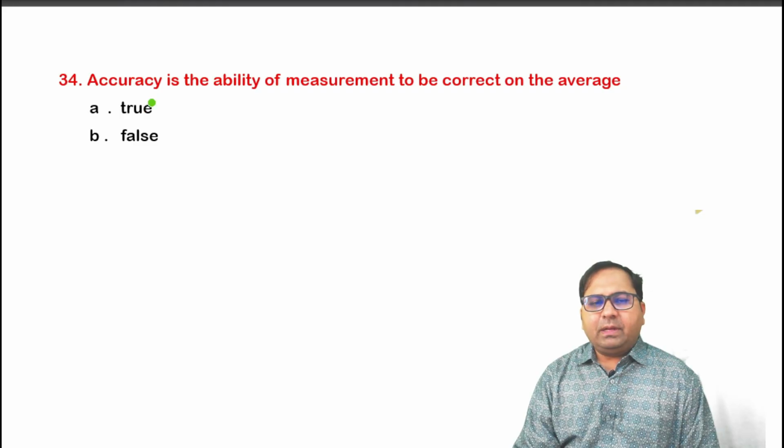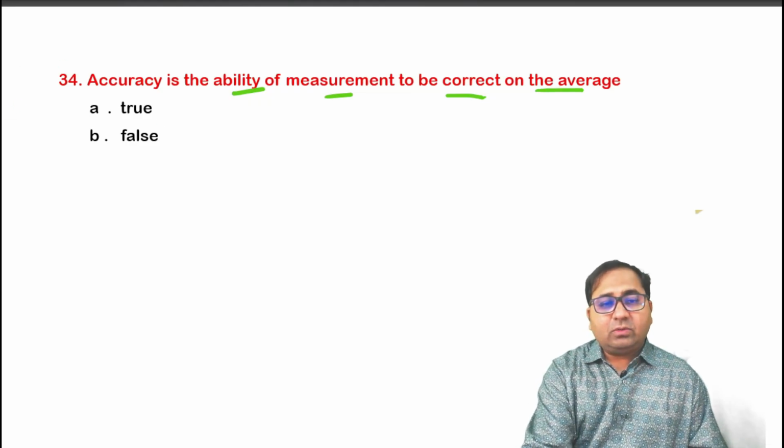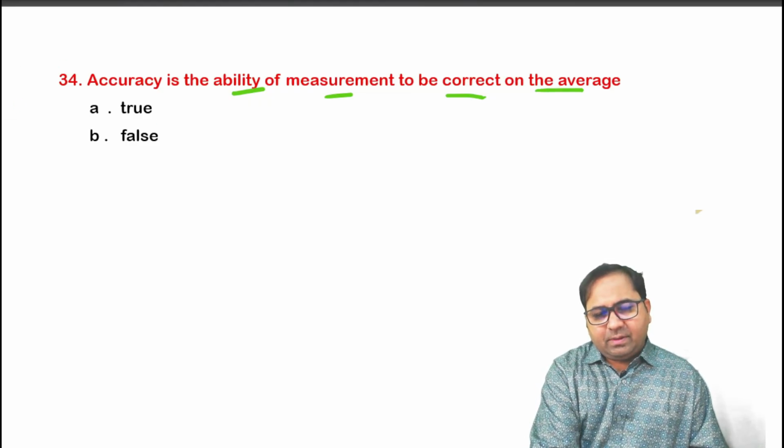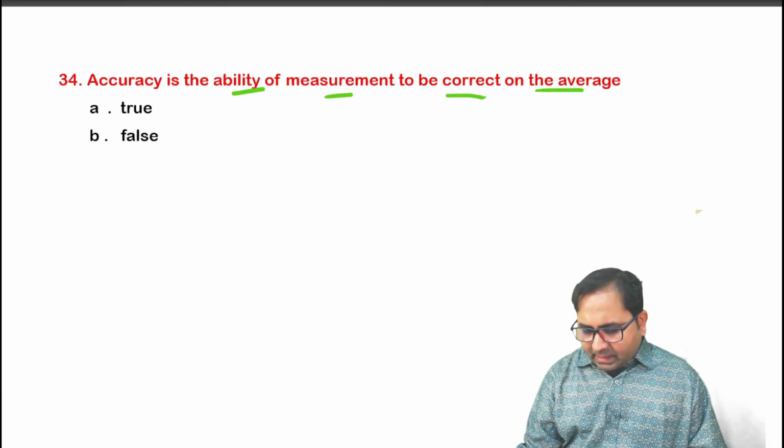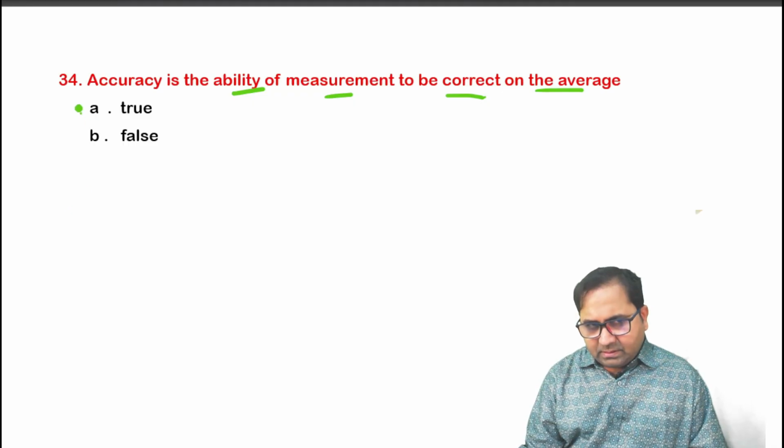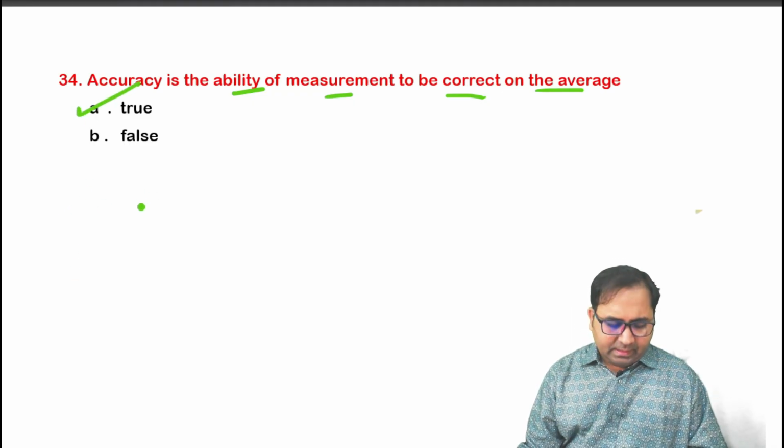Now coming to the next question. Accuracy is the ability of measurement to be correct on an average. State whether true or false. Is this a true statement or a false statement? Accuracy is the ability of measurement to be correct on an average. So this is a true statement. Okay, then next.